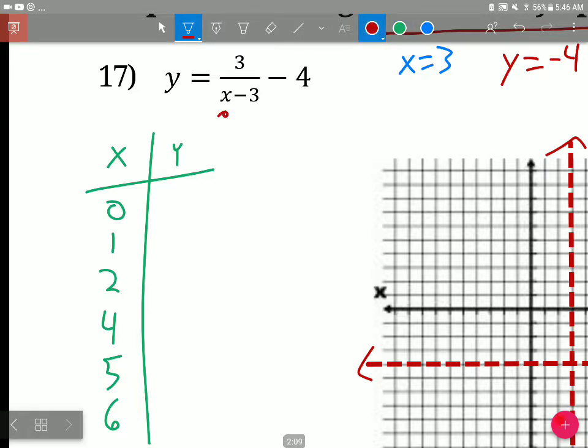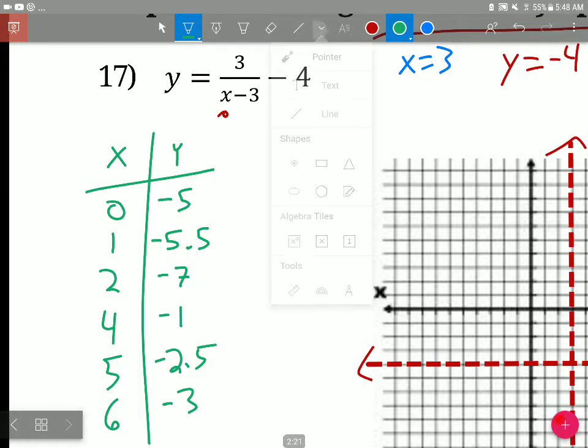0 minus 3 is -3. And then I'll just work them. I'm going to pause it and fill those out, okay? Alright, so again, here we go. I plugged all of those in for x right here. So like 1 minus 3 is -2. 3 divided by -2 is -1.5. Minus 4 is -5.5. Okay?